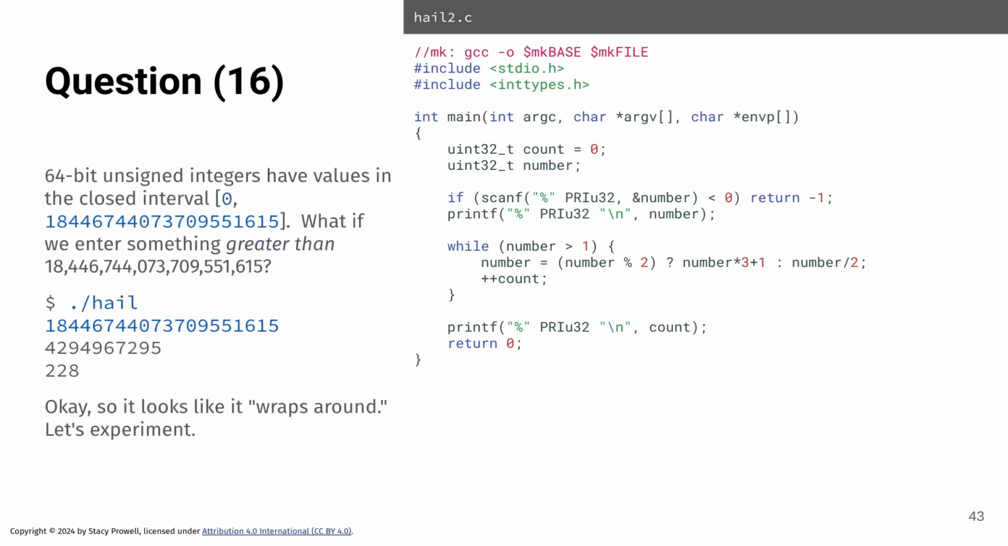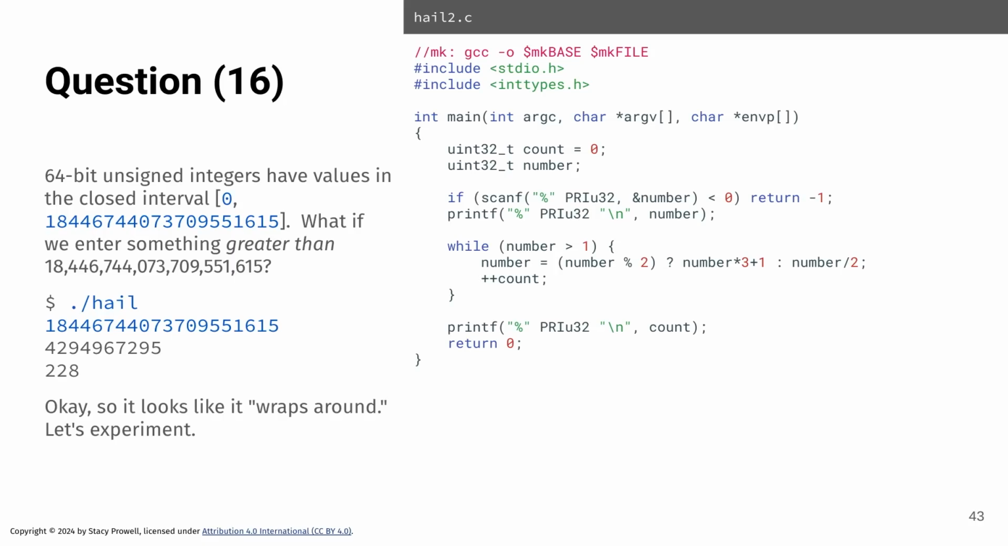For fun, let's try some big numbers. So 64-bit integers have values in that closed interval, which I will not try to pronounce that number. But you can figure it out, right? 64 bits, 2 to the 4th is 16, times 2 to the 30th, times 2 to the 30th, so it's 16 billion billion. There you go.